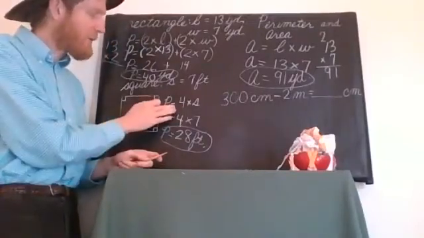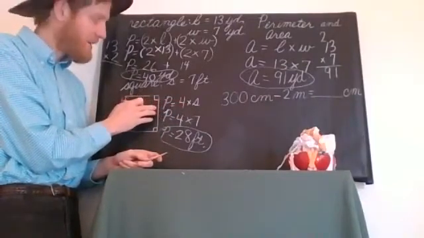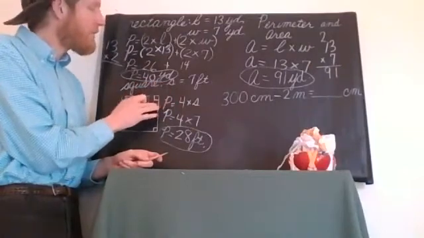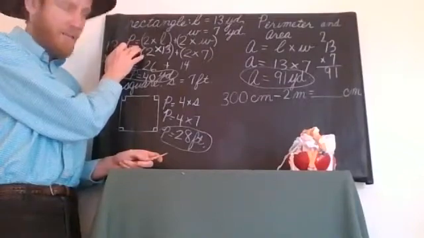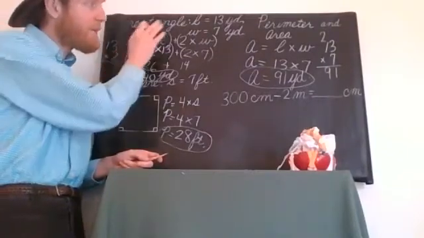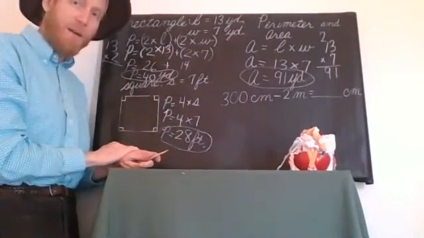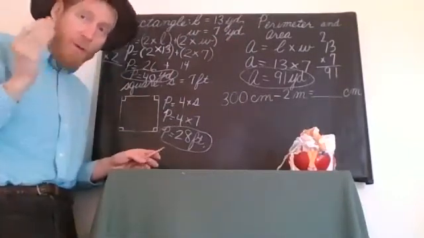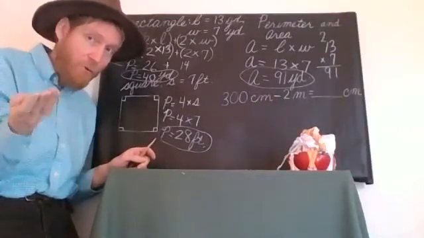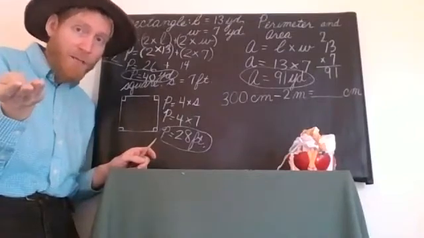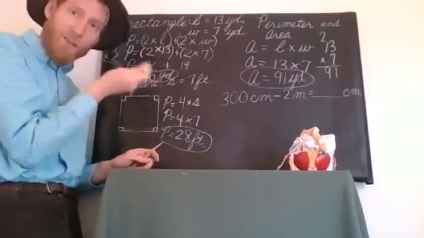So I have another formula, 4 times s for the perimeter of a square. What is the formula for the perimeter of a rectangle? 2 times the length plus 2 times the width. What is the formula for the area of a rectangle? Length times width. And knowing the formula is the key to solving it. Because if you don't know the formula, you don't know what to do. If you know the formula, it's easy because you just put the numbers in the formula.